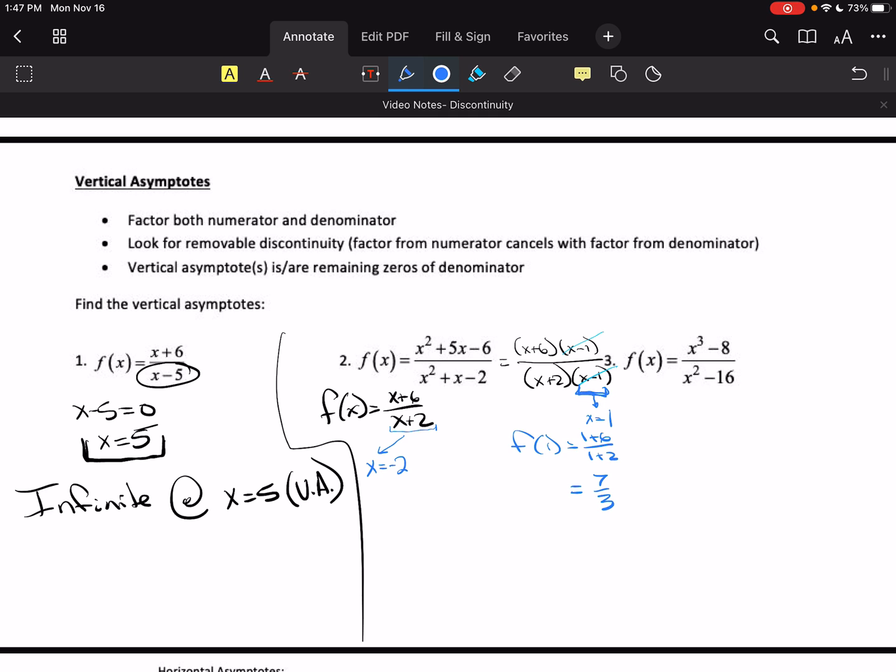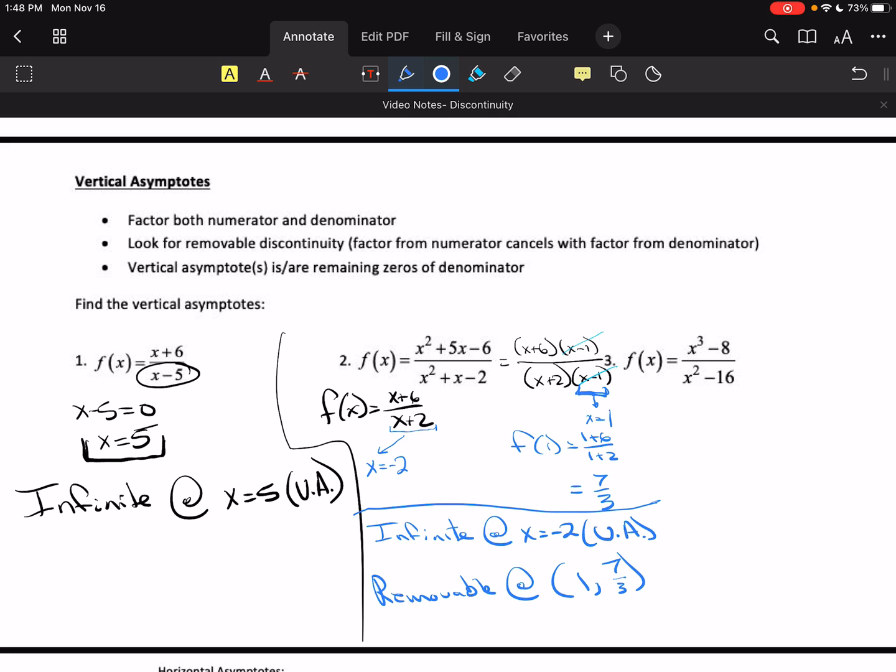So I would describe my discontinuities like this. I would have an infinite discontinuity at x equals negative 2, and that's going to be a vertical asymptote. And I would have a removable discontinuity, a hole, at the ordered pair (1, 7/3).